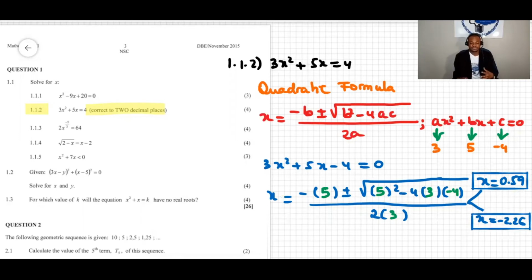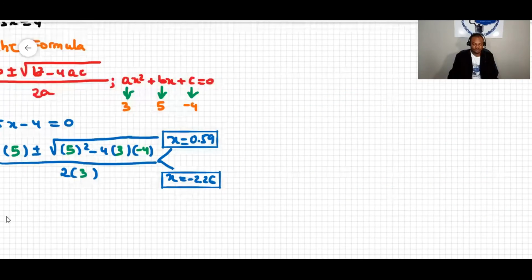So we can solve this, as I was saying, by using the quadratic formula. It can also be solved by completing the square. Okay, let's do it by completing the square.